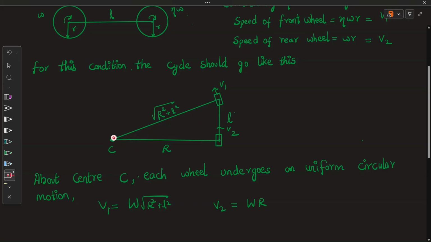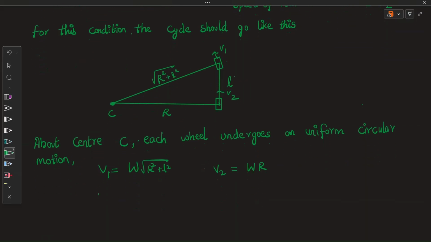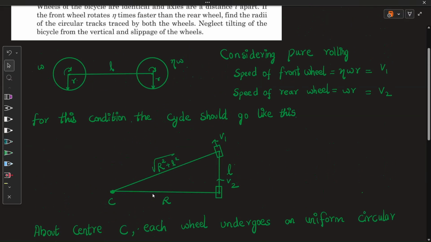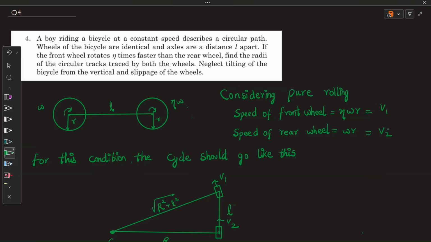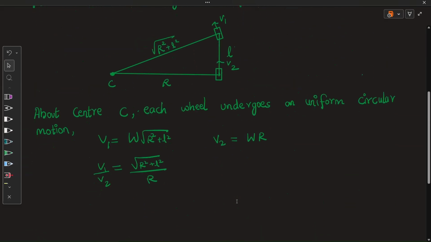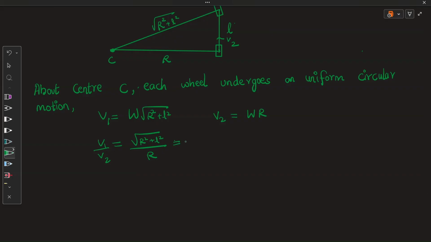So let's assume that with respect to this center, it's going with a constant angular velocity, capital omega, which I'm just writing as W over here. If I write it this way, V1 is capital omega into under root R square plus L square, and V2 is capital omega into R. Let's divide them, V1 by V2. What I get is under root R square plus L square whole divided by R. Then if we divide V1 and V2, we get eta, correct?